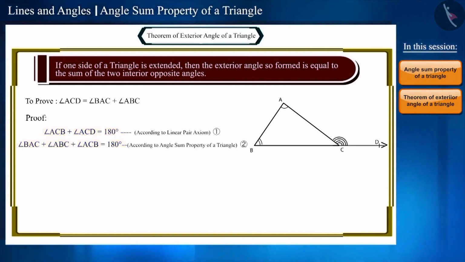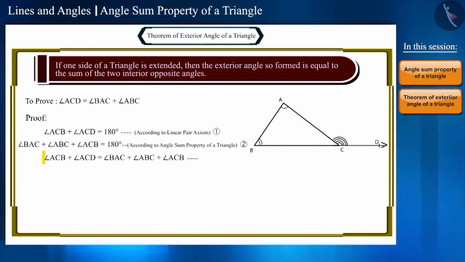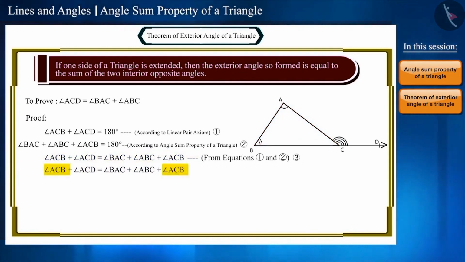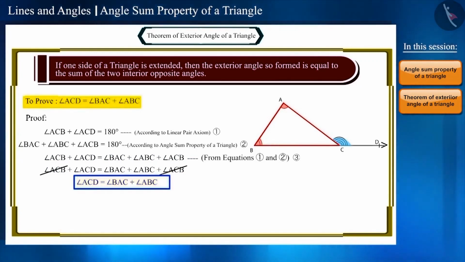Now if we look at equations 1 and 2, the RHS of both the equations are equal. Therefore, the LHS of both the equations will also be equal. We can also write it like this. Angle ACB plus angle ACD equals angle BAC plus angle ABC plus angle ACB. Let's call this equation 3. Angle ACB is on both sides of this equation. We can cut it from both sides and write like this. Angle ACD equals angle BAC plus angle ABC. And this is what we had to prove. So friends, the second theorem also ends here.